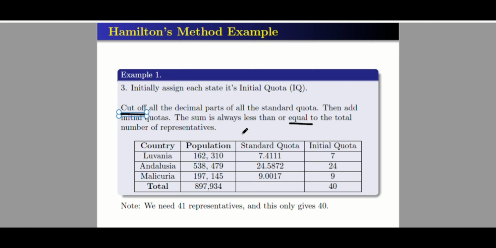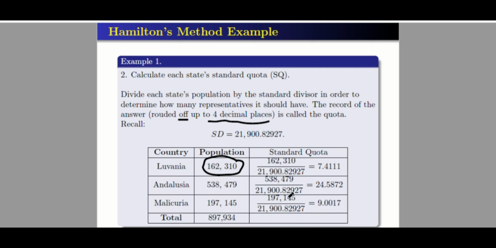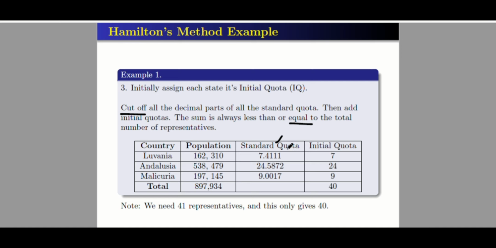Now, let's go back to our example. From our standard quota, we have this, our previous solving. I just deleted this solution. Now, cut off, meaning we'll just erase this. Do not round off, do not round up. So we have the initial quotas 7, 24, and 9. If we sum this up, 7 plus 24 is 31, plus 9 is 40.